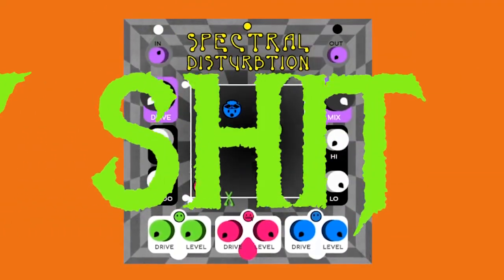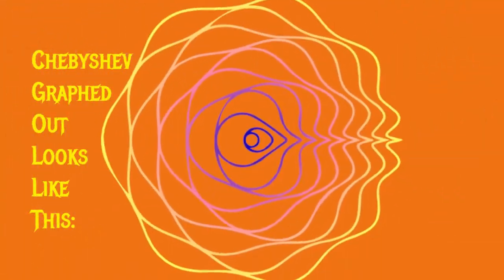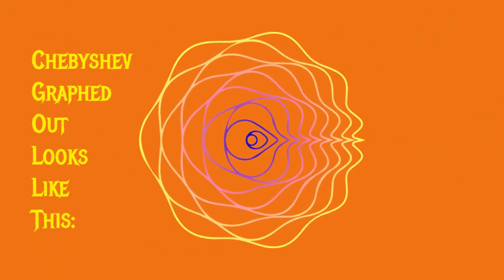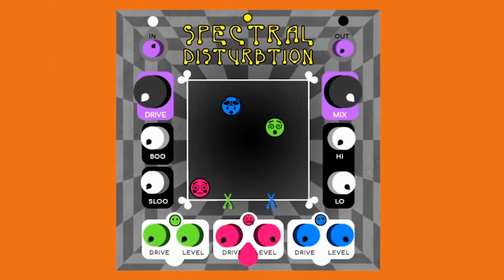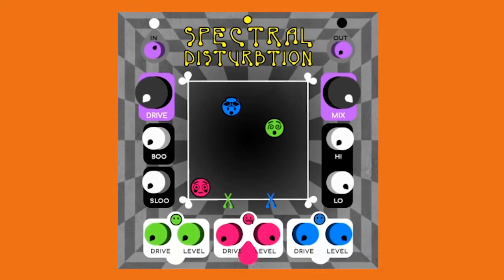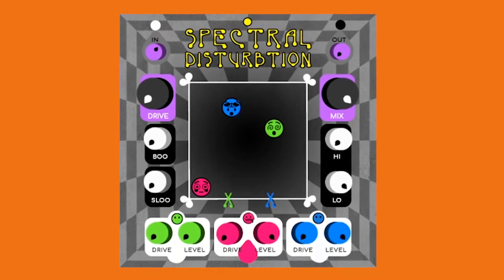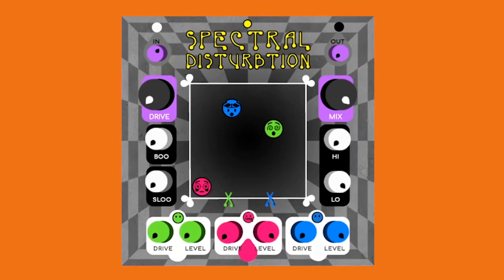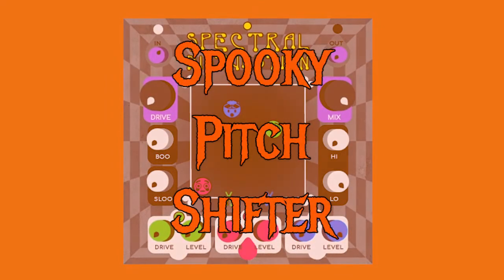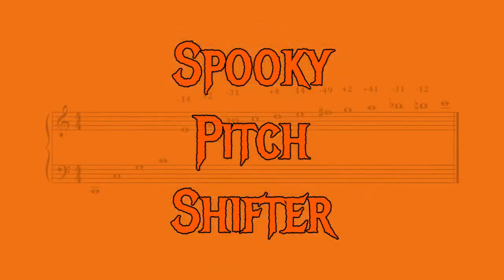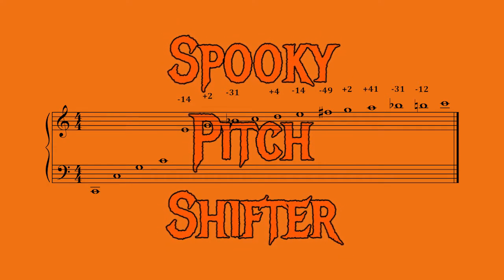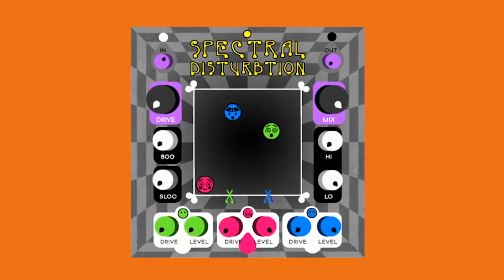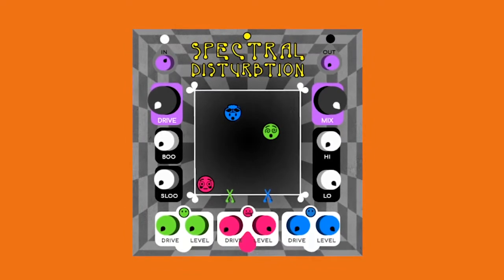Spectral Disturbtion uses something called Chebyshev Polynomials, which means that technically you can specify harmonics for it to produce. And this works incredibly well with sine tones when they're at the right volume. Ultimately what ends up happening is that it becomes more like a weird pitch shifter that pitches through the harmonic series. Of course, once you put more complex sounds through it, it's not quite the same, though it is always there. But here with pure sine tones, it's magic.